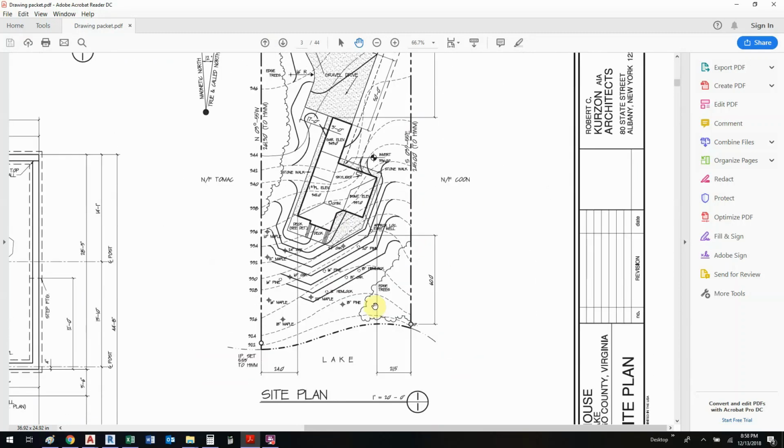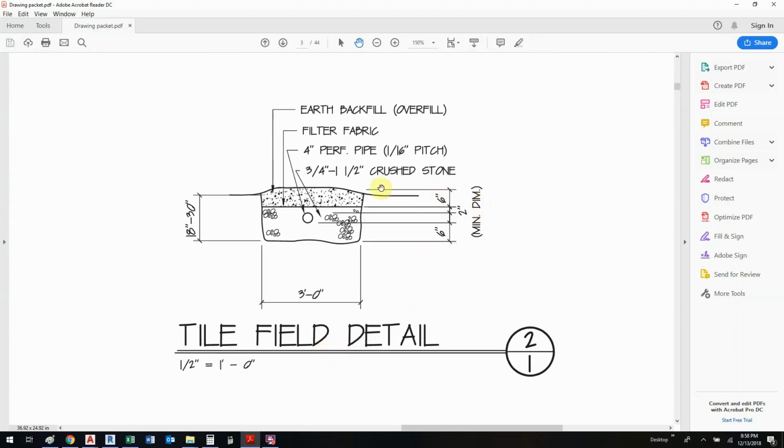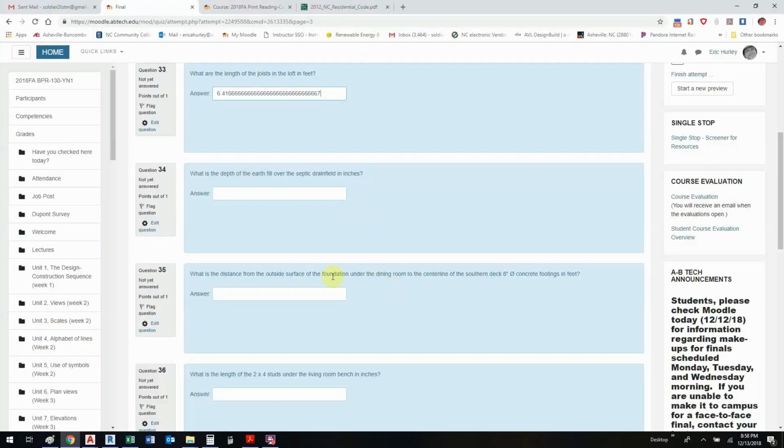And find our little detail here of our tile field, and we have earth backfill here with 6 inches over top of it. And this is in inches. Remember not to put your inch or feet marks.